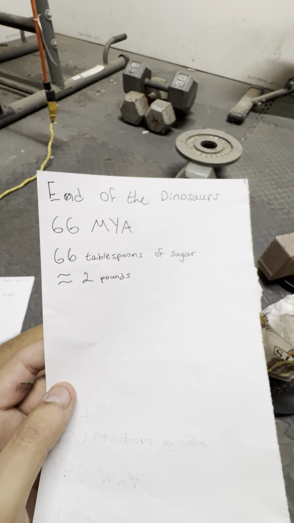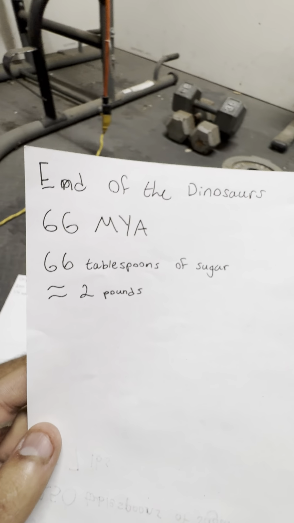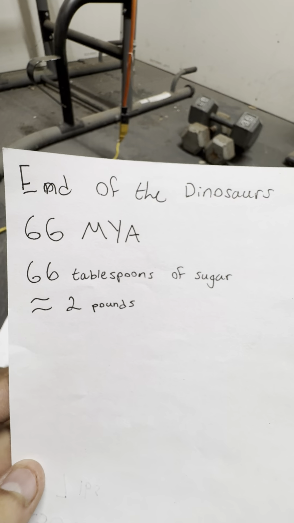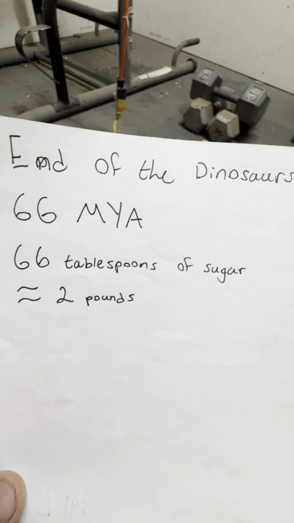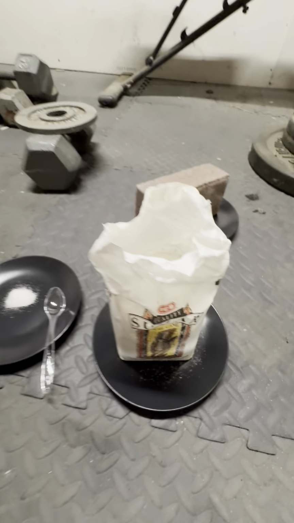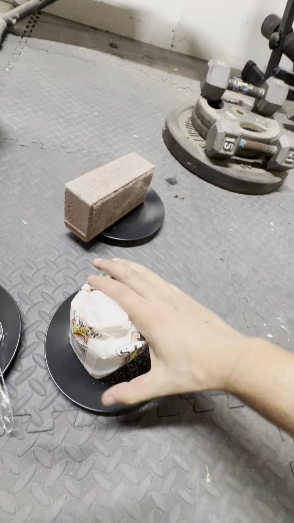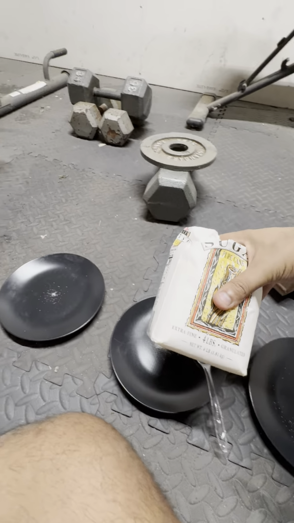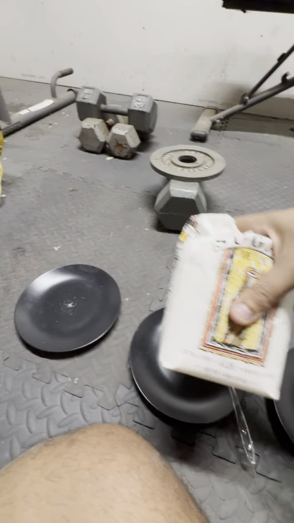In addition, the first event I included was the end of the dinosaurs, and that happened approximately 66 million years ago. That's equivalent to 66 tablespoons of sugar, or approximately 2 pounds. Now, when I weighed the actual bag of the sugar, or what was left in here, it came up to 2 pounds exactly. So as you can imagine, a huge difference between just a single grain and an entire bag.